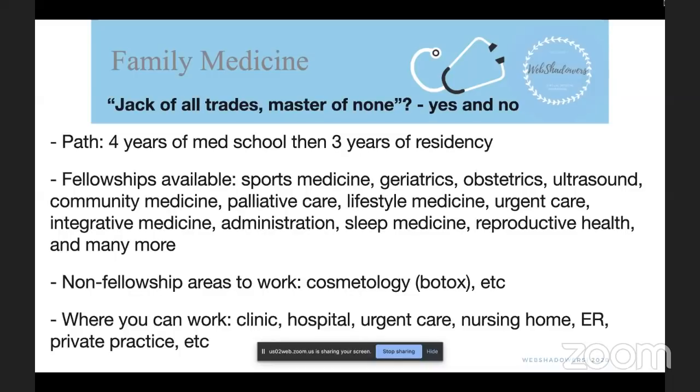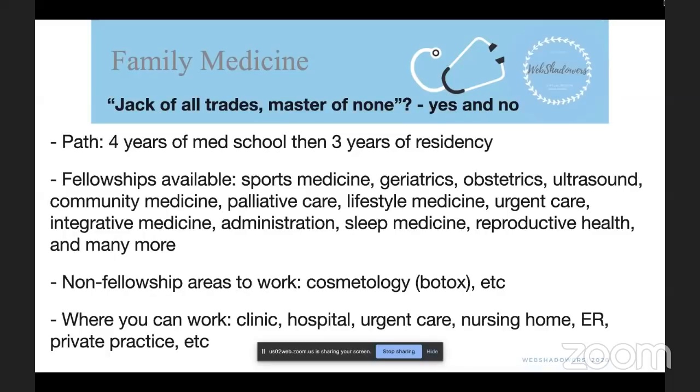Fellowships are available. You can do sports medicine, geriatrics, obstetrics, ultrasound, community medicine, palliative care, lifestyle medicine, urgent care, integrative medicine, administration, sleep medicine, reproductive health. I mean, as you can tell, you can literally do anything from family medicine. You may not do sleep medicine to the same level that a pulmonologist does, and so that's where this term "jack of all trades, master of none" came into place.